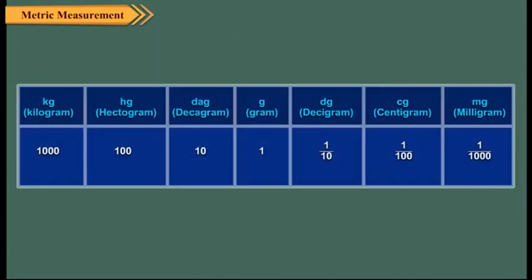The basic unit of mass is gram. The higher units are obtained by adding the prefixes deca, hecto, and kilo. The lower units are obtained by adding the prefixes deci, centi, and milli. From the table, we can have the following relationship among various units of mass.